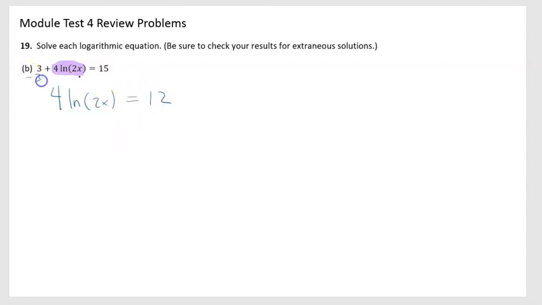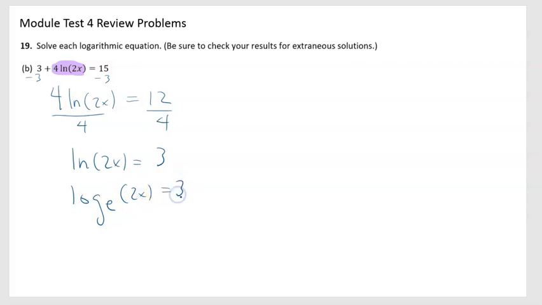When I subtract 3, right? The logarithm's still not by itself because it's got a 4 being multiplied. So let's divide both sides by 4. Now I have the natural log of 2x is equal to 3. Okay, now the logarithm is by itself. What do? Well, you know that natural log is the same as saying log base e of 2x is equal to 3. So I start with my base, which is e. I raise it to whatever the logarithm is equal to, which is 3, equals the argument 2x.